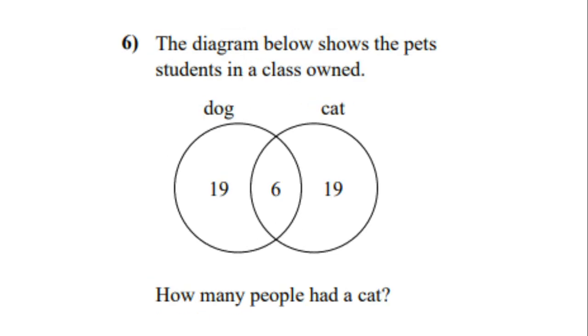Okay, write this one down. Pets that students have in a class. How many people had a cat? Okay, 25. Right, had a cat. Not just 19, because that would be cat only. Okay, include both of them.